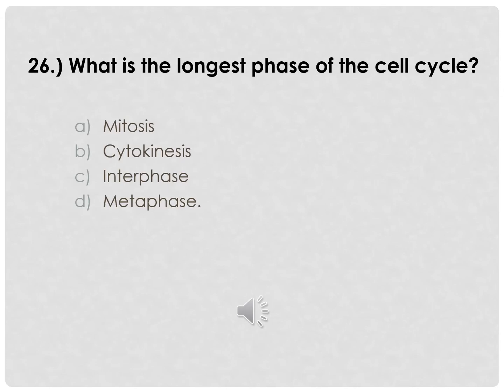What is the longest phase of the cell cycle? The answer is C, interphase. This is also known as the growth phase. This is the stage during which all of the preparation for cell division takes place.